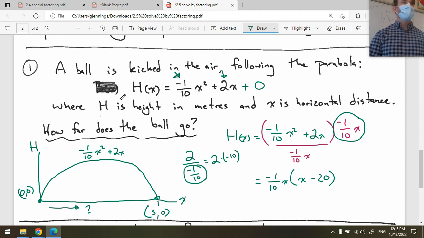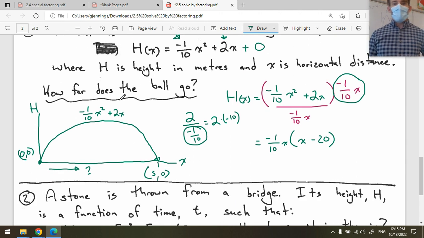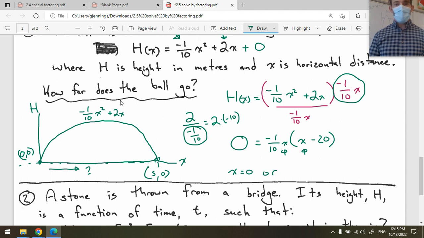Now I can see the roots. It's right there. Okay, so this equation will be 0, meaning it has a height of 0, meaning it's on the x-axis at two places. One of them is when x is 0, or another one is when x is 20. So then I know that x is equal to 0 or x is equal to 20.